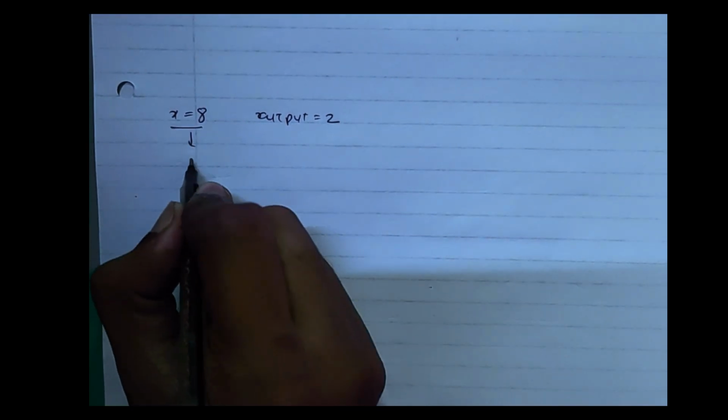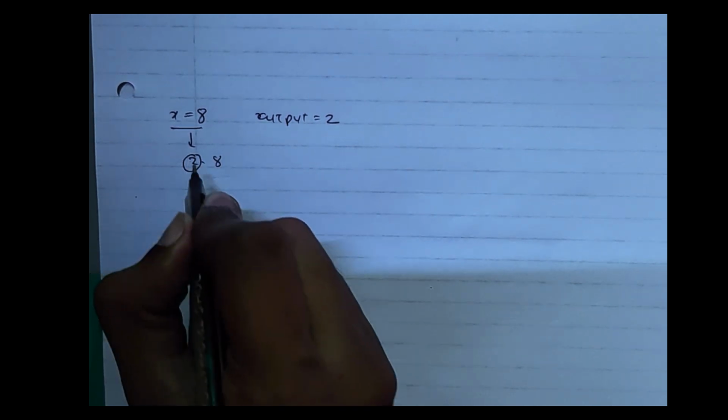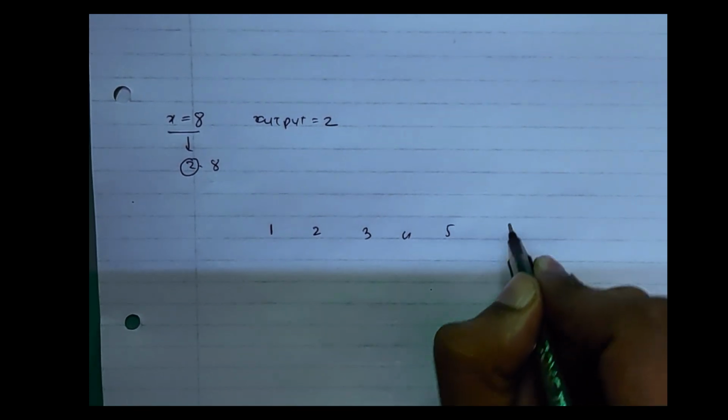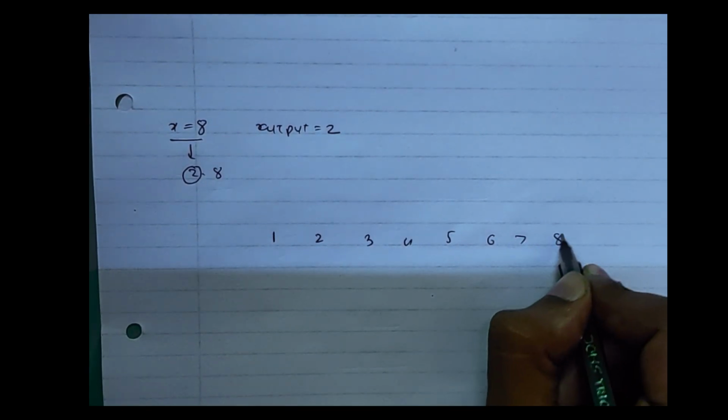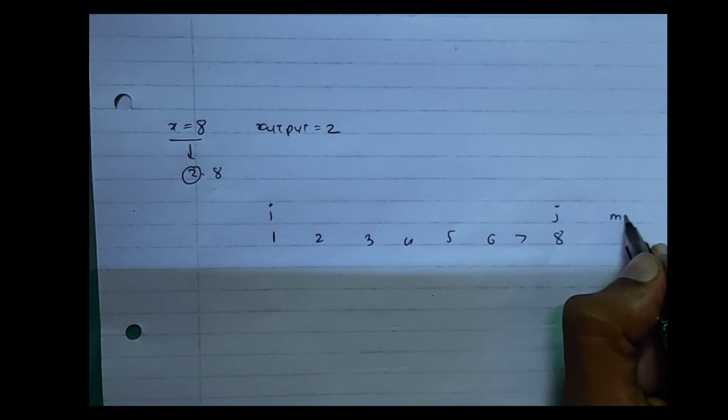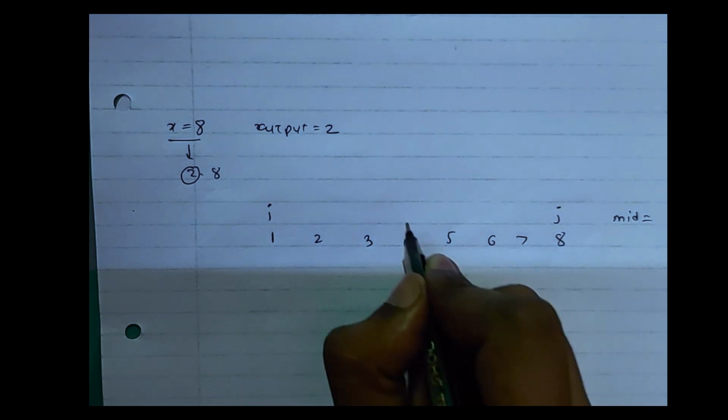So let's move on to the next problem. x equals 8. As we know, the root of x is 2 point something, so 2 is our answer. So make a range up to 8: 1, 2, 3, 4, 5, 6, 7, 8. Mark them as i and j. Calculate the mid. So mid will be 4.